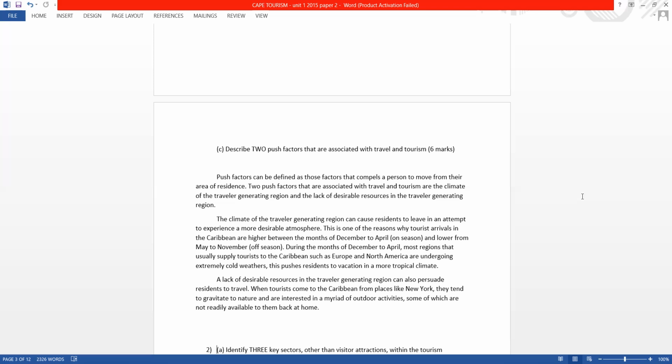So let's move on to the second factor. A lack of desirable resources in the traveler generating region can also persuade residents to travel. When tourists come to the Caribbean from places like New York, they tend to gravitate to nature and are interested in a myriad of outdoor activities, some of which are not readily available to them back home. So those are 2 push factors that you can list when answering this question. They're not the only push factors, but there are 2 that you can consider.